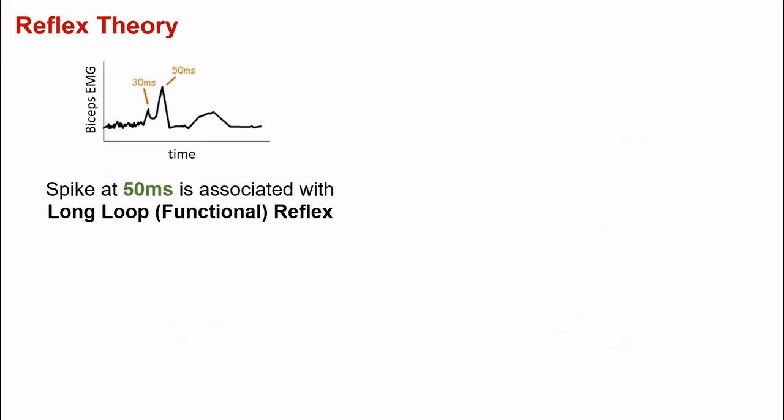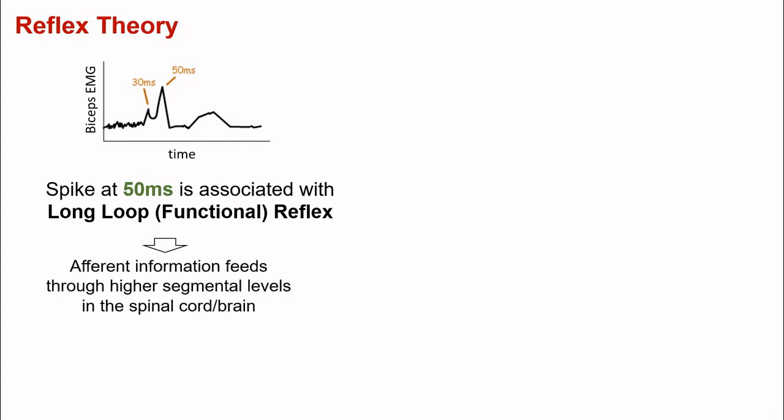Here we see the EMG activity of the biceps brachii again. The second spike at 50 milliseconds is related to the long loop functional reflex. In this reflex, afferent information resulting from the muscle stretch loops through the higher segmental levels of the spinal cord and the brain. The human motor cortex is deeply involved in the regulation of reflexes, and this is one example.